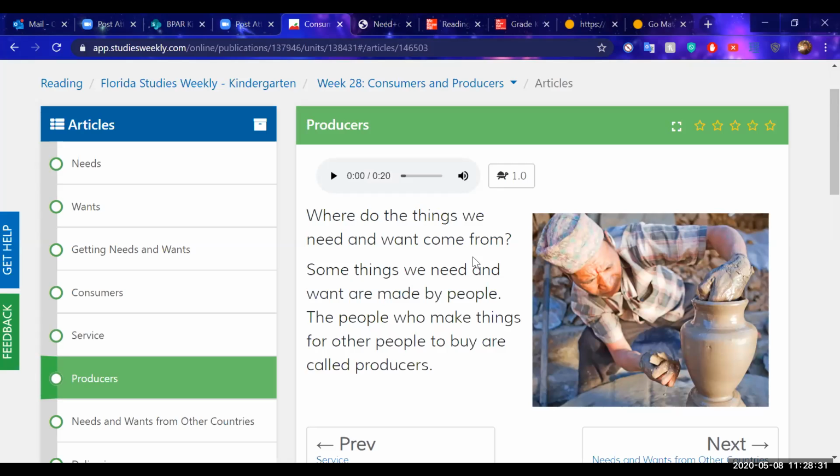But where do the things that we need or want come from? Some things we need and want are made by people. The people who make things for other people to buy are called producers. Can you say producer? Producer. A producer is someone who makes things for other people to buy.